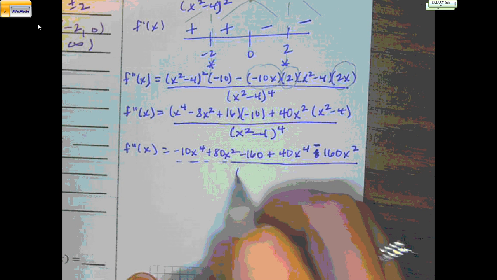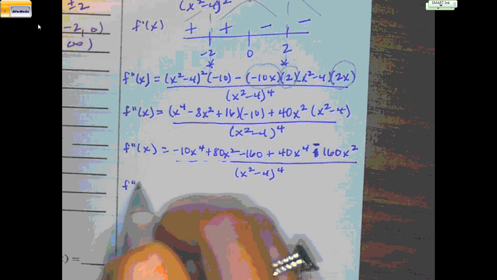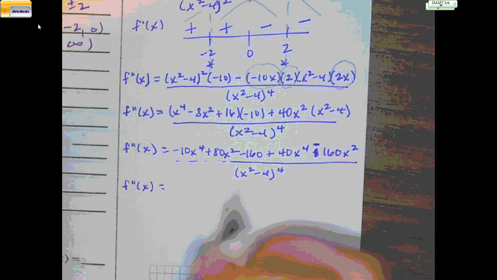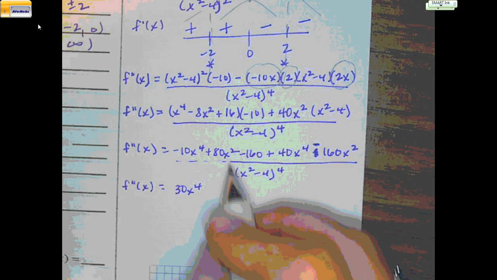On the bottom, stays the same. Then we put it together. With negative 10x to the 4th and positive 40x to the 4th, that gives me 30x to the 4th. We have 80x squared and 40x squared, that's 120x squared.